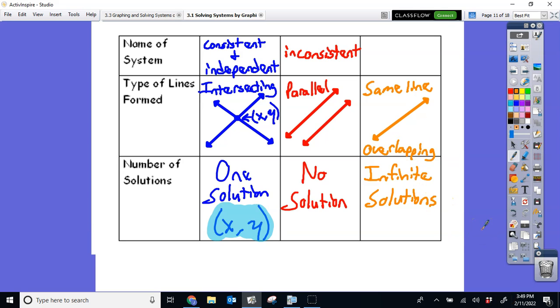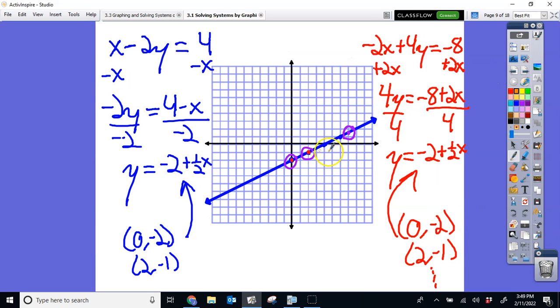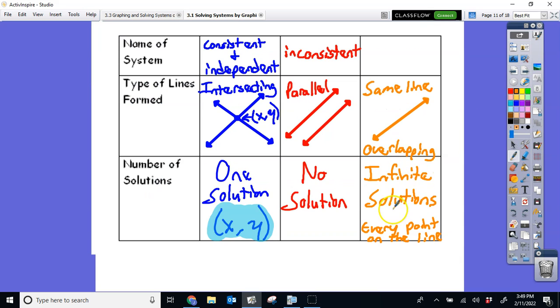Infinite solutions is hopefully what you're screaming there, because every single point on the line is a solution. That means it has a bunch of answers, not just one answer like the first one did, because they only intersected at one point. Not no solution like the second example where we had parallel lines, but it's the same exact line. So every point on the line works. Please don't forget that. I'll make a little side note of that down here. It's every point on the line, because every single point would work for both equations. We call that infinite solutions.